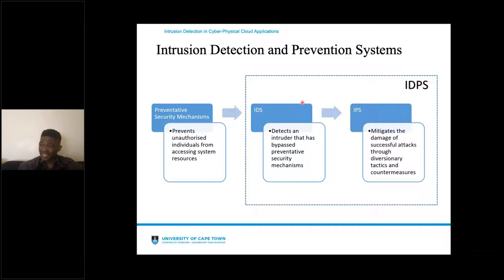With intrusion detection systems, we want to detect an intruder that has bypassed the preventative mechanisms. And we also have something that may seem counterintuitive, called intrusion prevention systems, which are also within the system. This is not to be confused with our preventative mechanisms. These attempt to mitigate the damage of successful attacks through diversionary tactics and countermeasures.